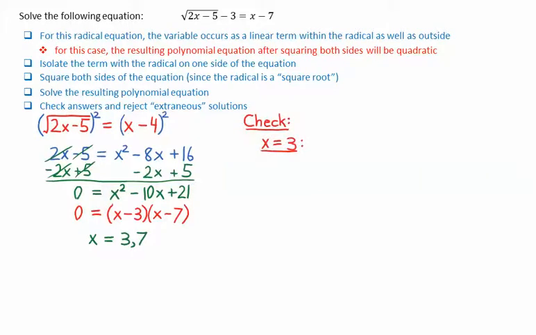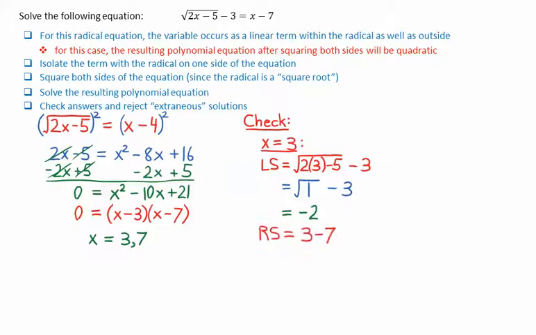First, let's look at x equals 3. The left side of the equation for x equals 3 will be the square root of 2 times 3 minus 5, minus 3. This gives the square root of 1 minus 3, which results in negative 2. The right side of the equation will be then 3 minus 7. This is going to result in negative 4. Note that the left side is not equal to the right side. x equals 3 is then an extraneous solution, so we will not include it.